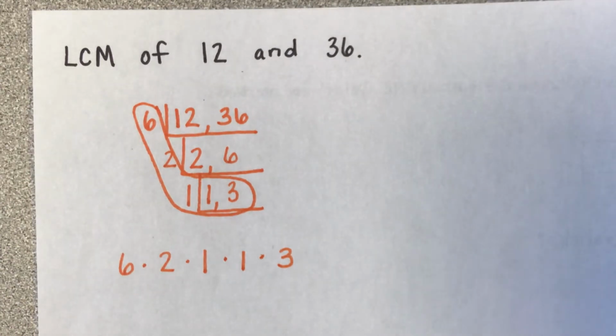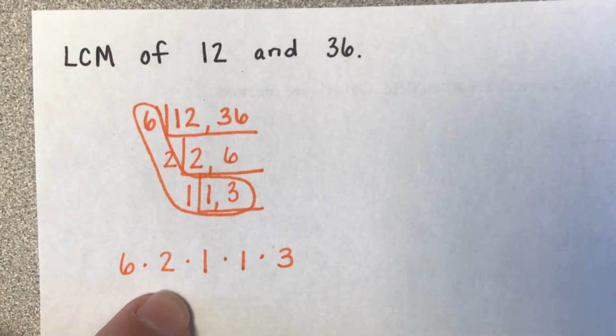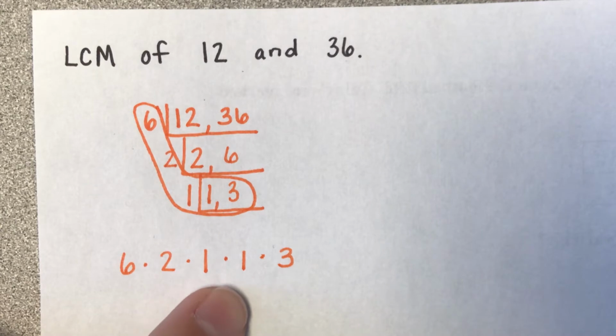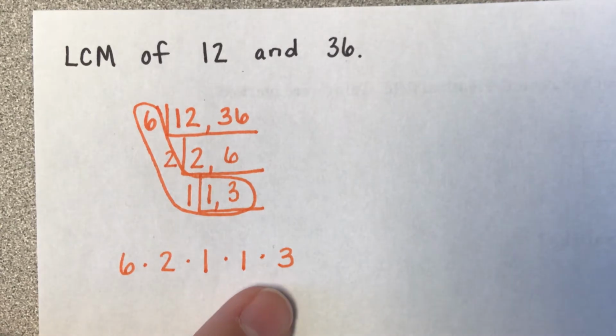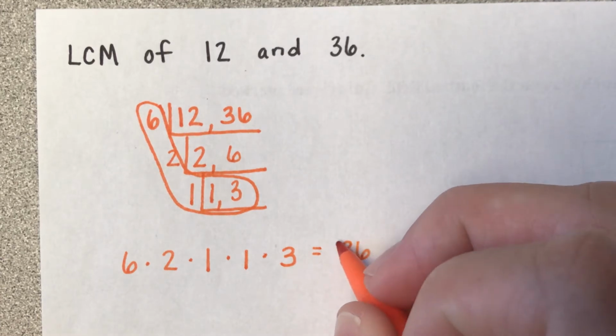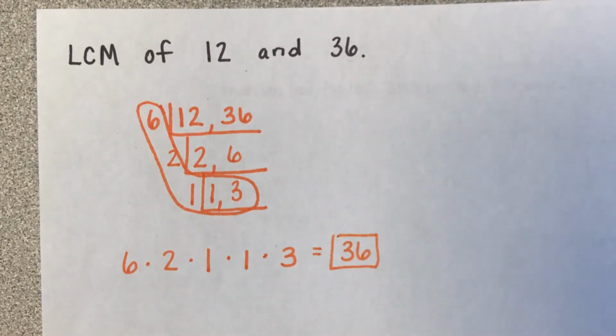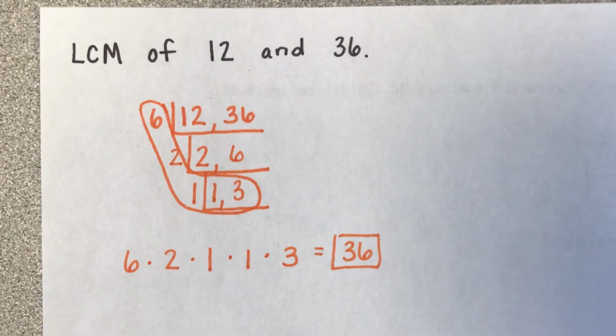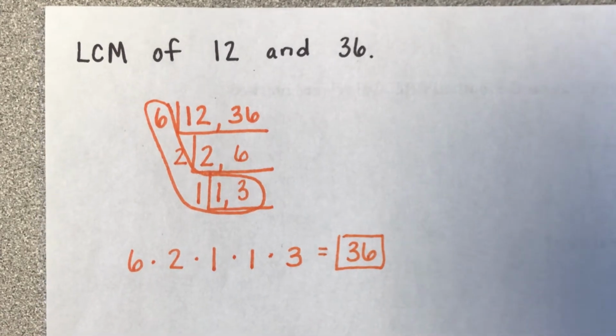All you've got to do is multiply them. So 6 times 2 is 12. 12 times 1 is 12. 12 times 3 is 36. So I know that my LCM of 12 and 36 is 36.